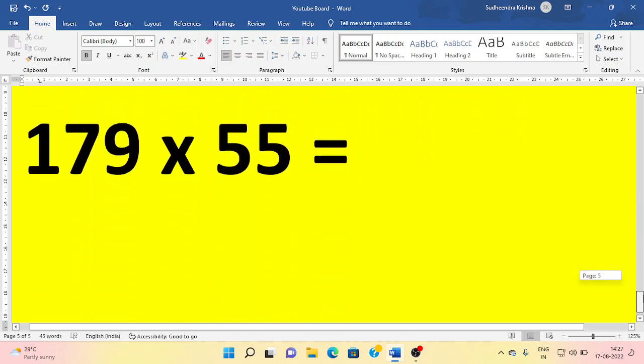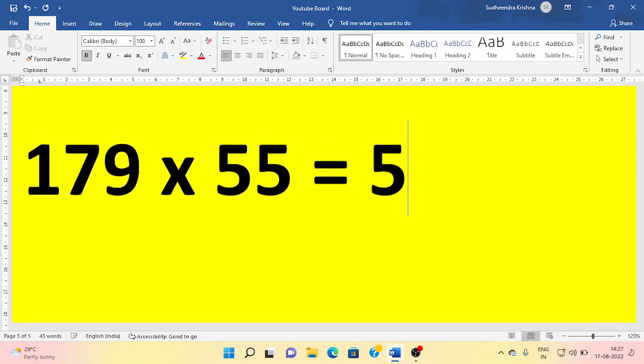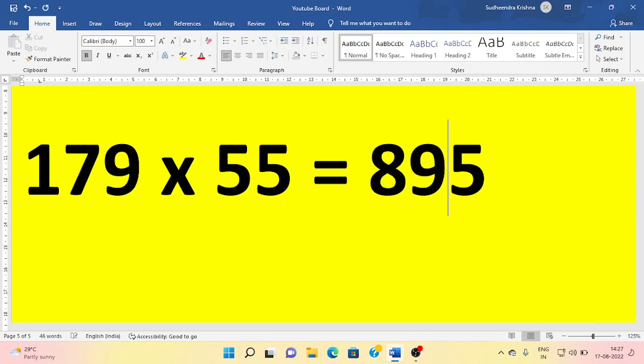Now let us take another number. 179 into 55. So because 179 is an odd number, put 5 in the units place. Now subtract 1 from 179. 179 minus 1 is 178. Half of 178 is 89. So put 89 as it is.